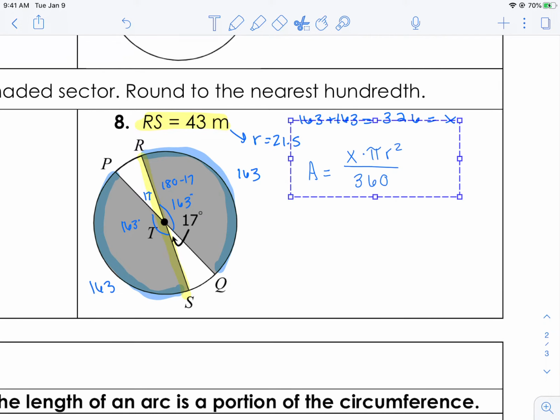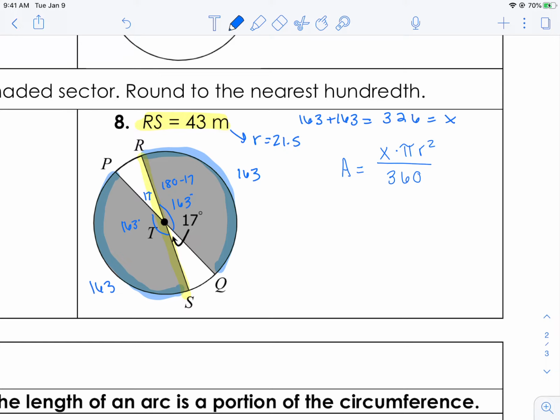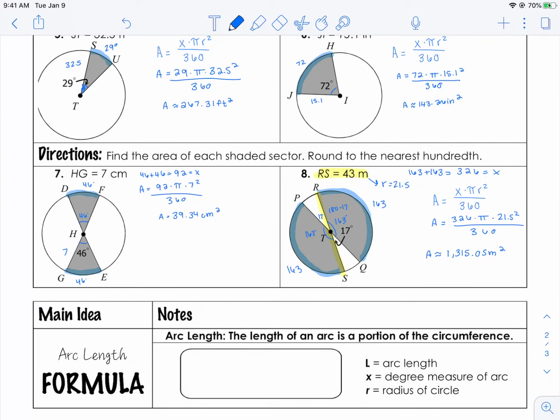So then I want to use my formula. So my area, my x we said was 326 times pi, my radius was 21.5 squared, all over 360. Enter that straight into your calculator, and you're going to get somewhere around 1,315.05 meters squared. Okay, so that's it for sectors and finding areas of sectors.